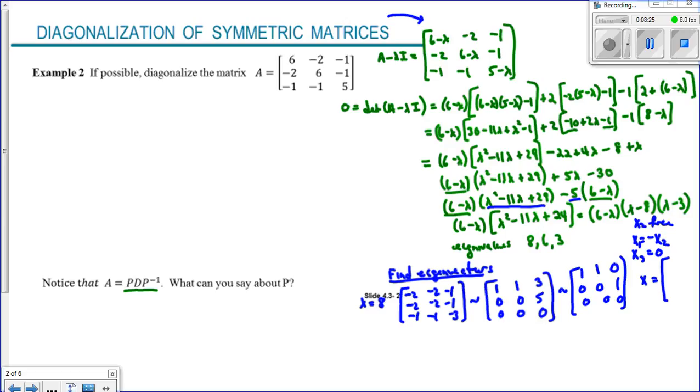So my x1, x2, x3, I'm going to have negative 1 here, 1 here, and 0 here. And then that'll be times x2. So our eigenvector is negative 1, 1, 0. Okay, now let's let lambda equal to 6.